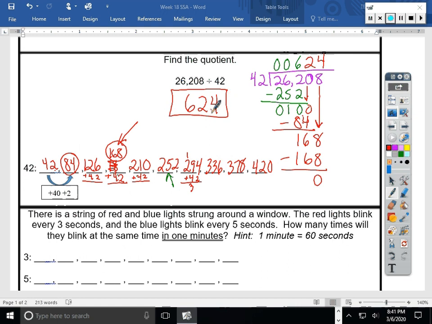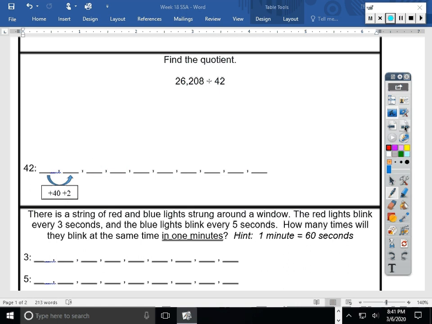If I treated this like 600 with some estimation skills, and I treated this like 40 instead of 42 with some estimation or some rounding, I might say, I know 6 times 4 is 24, and I have 1, 2, 3 extra place values behind it. So 24 with 3 extra place values. Yeah, this is pretty darn close to 24,000, isn't it? Good estimation. All right, let's go ahead and try the last problem on this page.